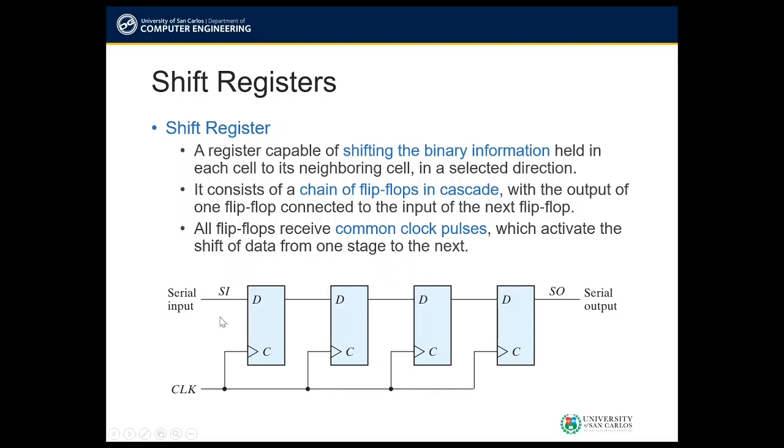A serial input determines what goes into the leftmost flip-flop during the shift, and sometimes this is labeled as SI. At the rightmost, since this is a shift right register, the serial output is also taken from its rightmost flip-flop. This is also sometimes labeled as SO.